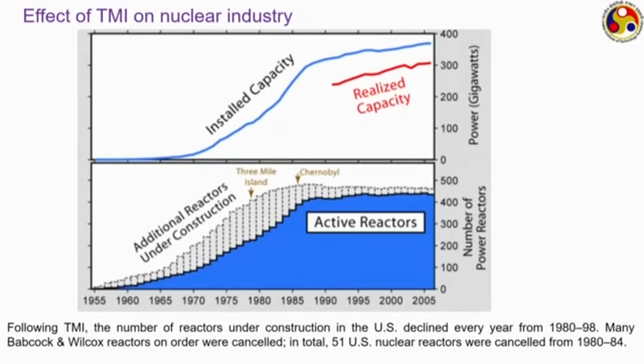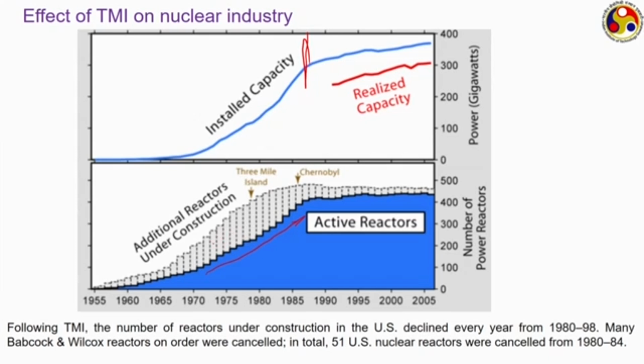As you can see from the first graph, the total installed capacity kept on increasing quite rapidly, and suddenly somewhere here it found a halt. This was active reactors, which also kept on increasing, and there was additional construction that goes on.